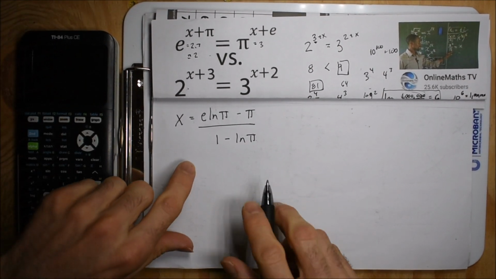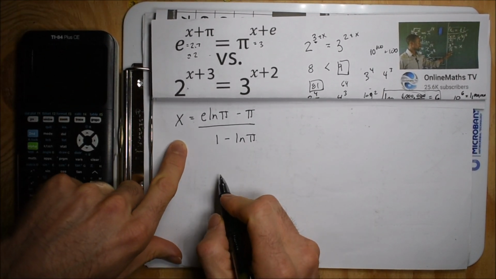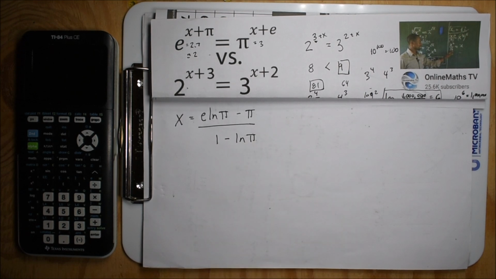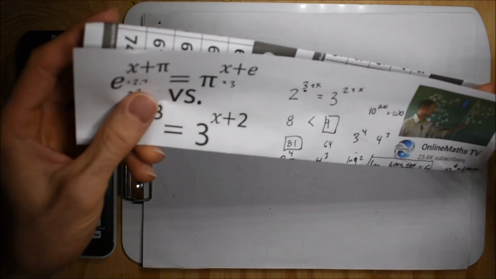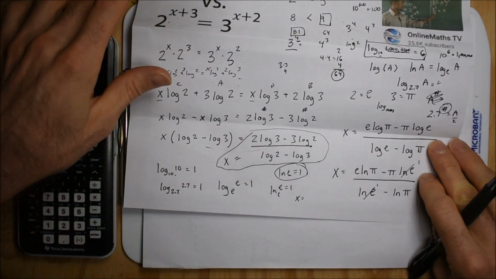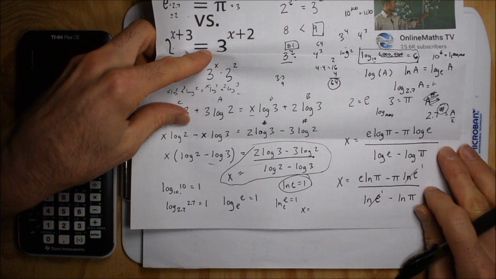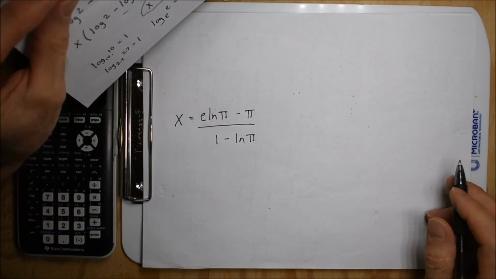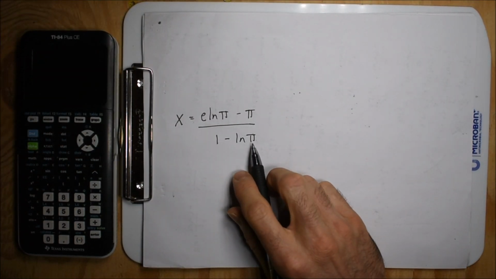Okay, so now we just clean it up one more time. Maybe that's cleaned up. I feel like I made a mistake. Let's go back here. I guess I did good. e natural log. How do you clean this up one more time?